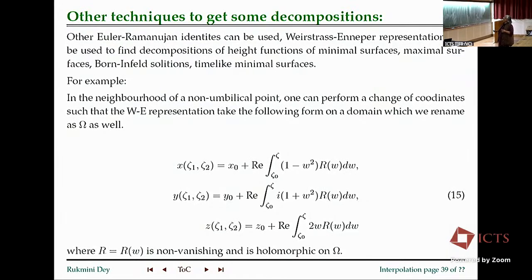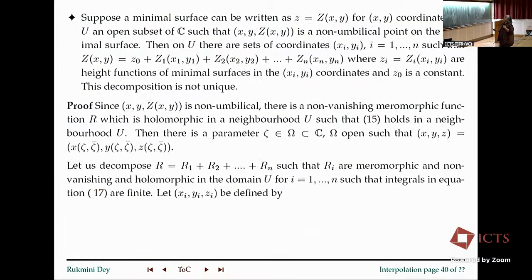So you know that near non-umbilical points, the Weierstrass-Enneper representation of a minimal surface looks like this, where R is a non-vanishing meromorphic function, but it's holomorphic on omega. You pick your favorite R and it will pop out a minimal surface. Okay. So now what we can do is, we can divide my R into R1 plus R2 plus Rn, right? Because it's linear in R, I can just do that.